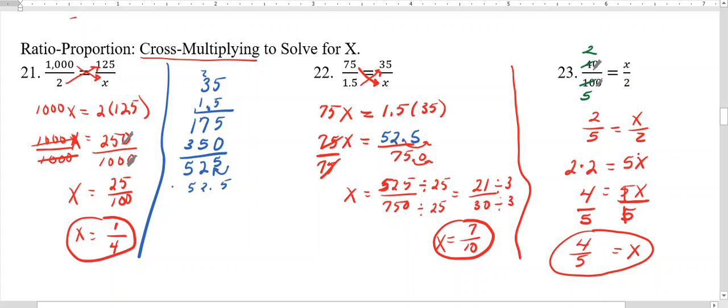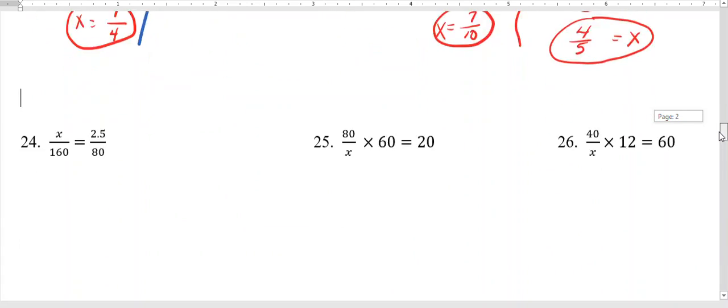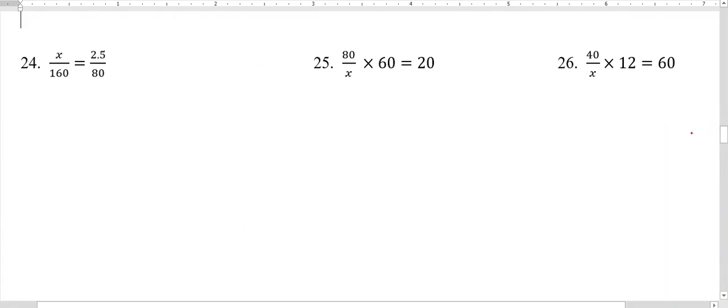Cross multiply, divide. It's not hard to solve proportions. Sometimes, if I wanted to cross multiply 40 times 2, 100 times x, and then reduced, I still would have got the same answer. Okay, so let's look at 24. Still doing the same thing.